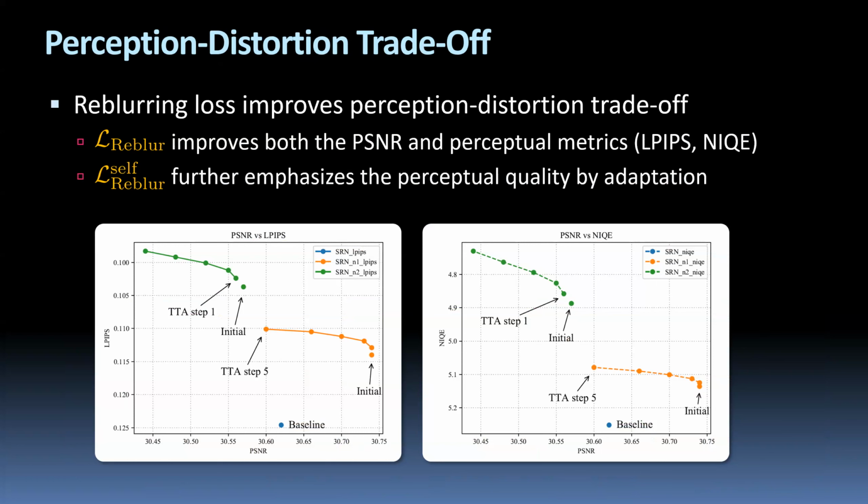We show that our reblurring loss not only improves the perceptual quality, but also improves the perception-distortion trade-off. The supervised loss improves both PSNR and the perceptual metrics such as LPIPS and NIQE. Then, applying self-supervised adaptation further emphasizes the perceptual quality.